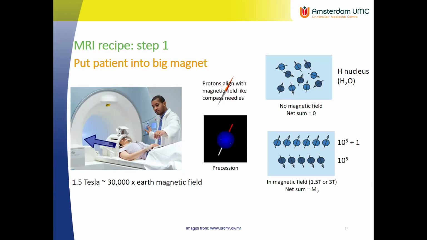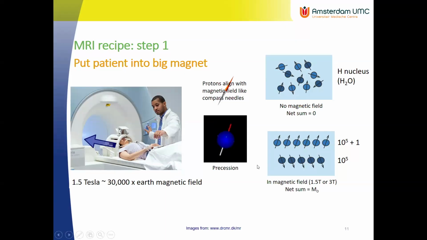Fortunately, we have a lot of protons in our body because we have a lot of water. That's also the reason why water is a good thing to use for MR imaging, because you can also do MR imaging with carbon or fluor. There are fewer of those atoms in our body, so you have a very weak signal there.